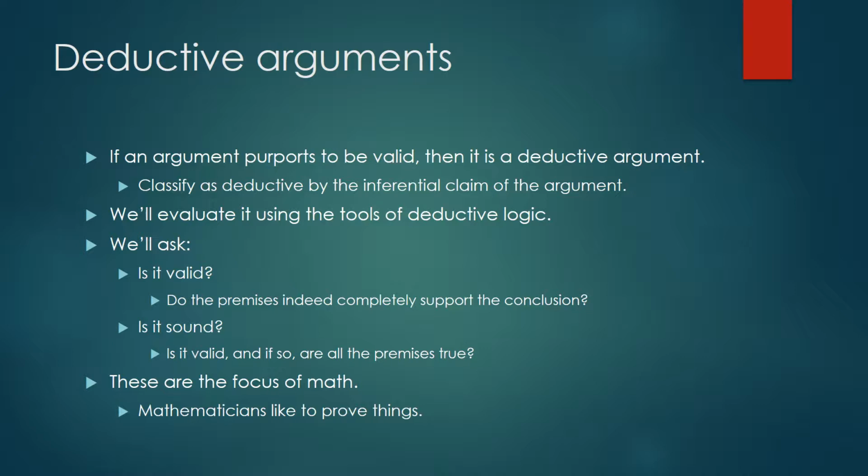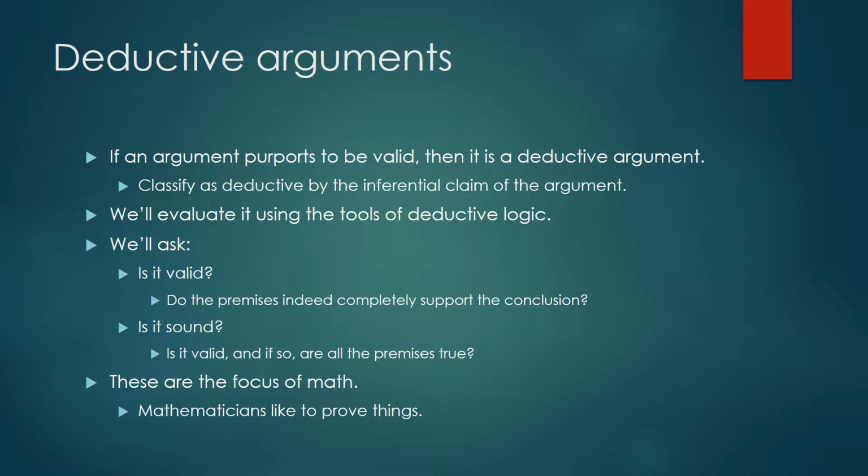We're going to classify arguments by the inferential claim of the argument. That is, how well does the argument claim to support the conclusion? When we have an argument that claims to support the conclusion completely, that claims to be a deductive argument, we're going to evaluate it using the tools of deductive logic. There are more tools of deductive logic coming later in this class. We're going to learn the tools of categorical logic and then sentence logic after the midterm. But when an argument is deductive, we're going to ask, is it valid? That is, do the premises indeed completely support the conclusion? And is it sound? That is, is it valid, and if so, are the premises true?